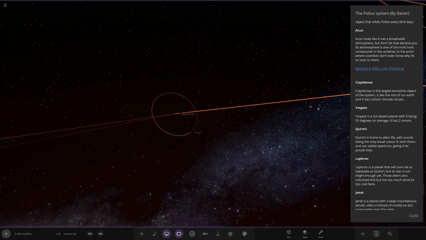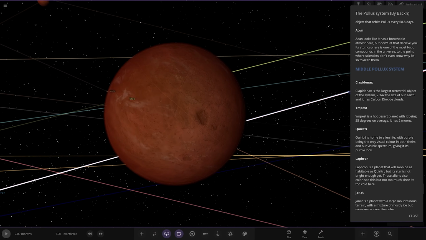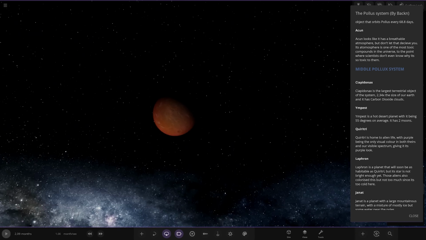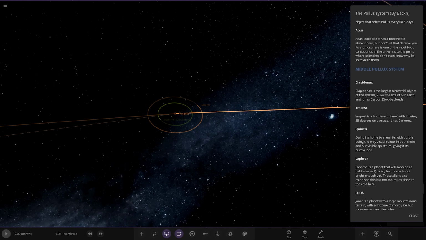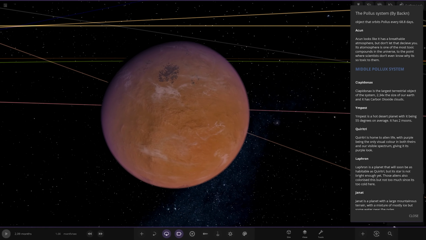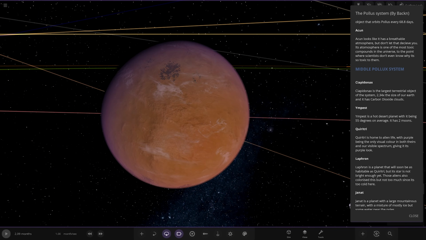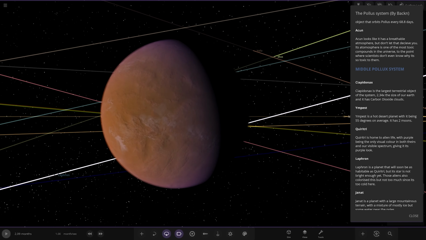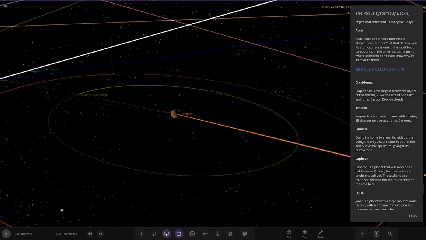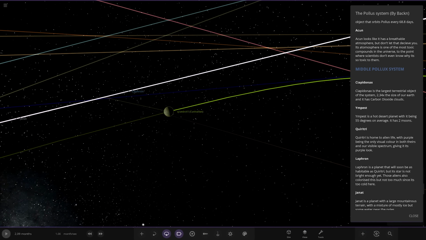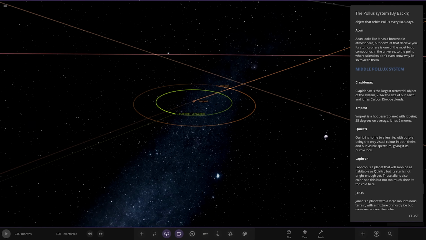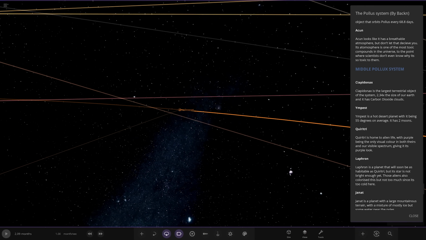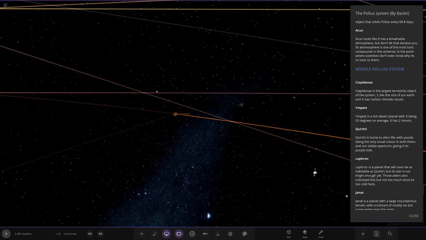Looking good. Let's turn that off. Has a moon as well. Let's have a quick look at you. There it is. Nice. Next up, we've got Yumpest. Looking good. "It's a hot desert planet, with it being 55 degrees on average. It has two moons." Awesome. There's the moons there as well. Okie dokie. Got some pretty extreme names there. There's the other moon. Okay, cool.